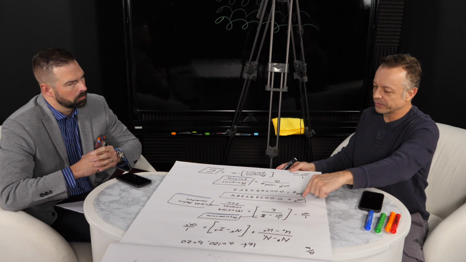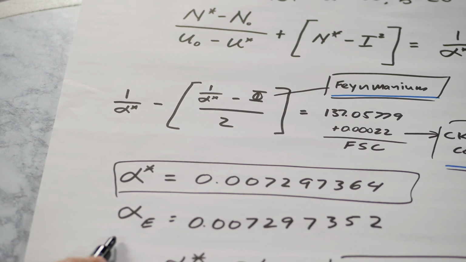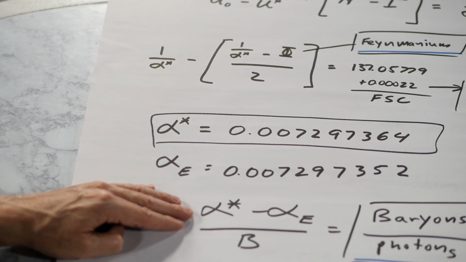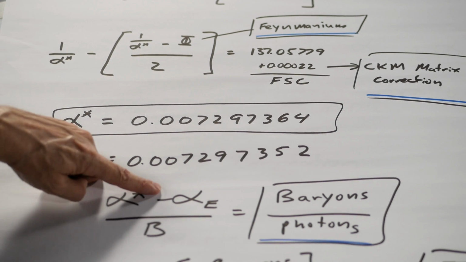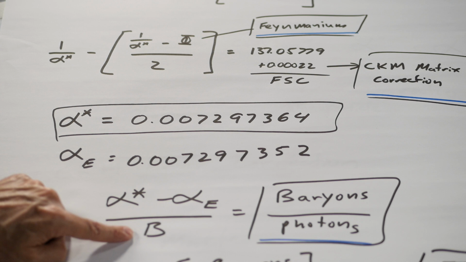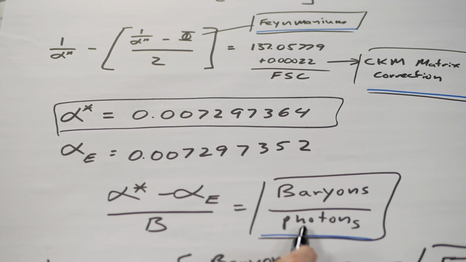What we find is that our version of the fine structure constant versus the experimental version of the fine structure constant is accurate all the way out to 1, 2, 3, 4, 5, 6, 7, 8 decimal places, which is very significant, because if we take these two values, the fine structure constant based on the existence equations, and subtract from it the experimental value and divide that by b, we get the ratio of baryons to photons in the visible universe.